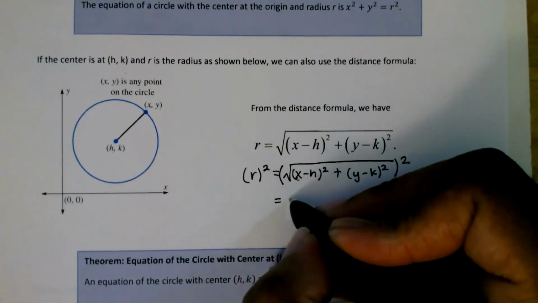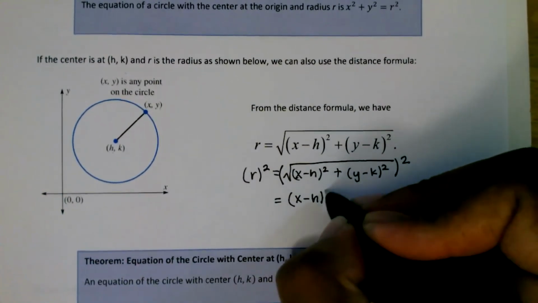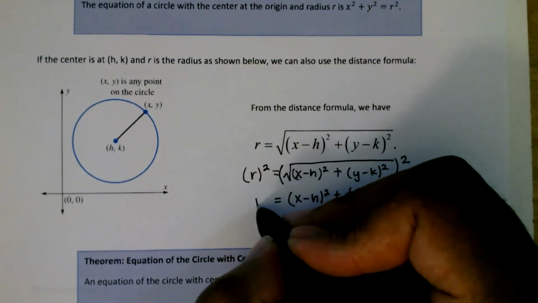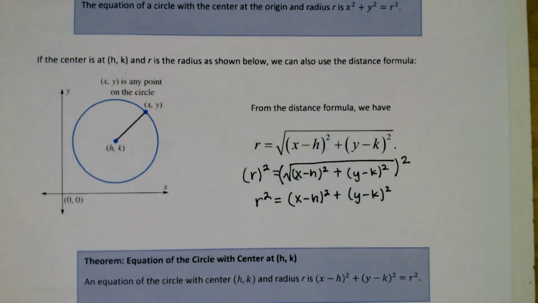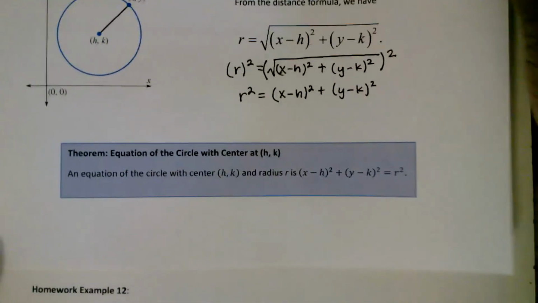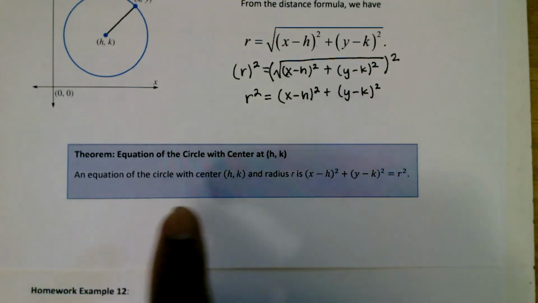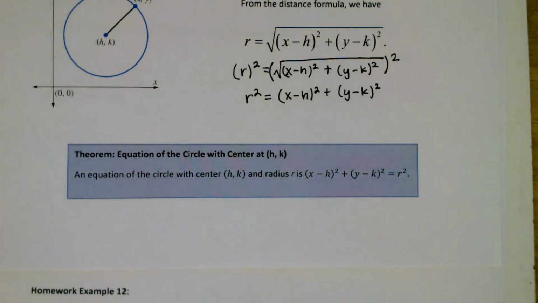You're going to be left with what's underneath it, which is x minus h, quantity squared, plus y minus k, quantity squared, and that's going to be equal to r squared. And that derives this other equation of the circle, where the center this time is at h comma k. Okay. So an equation of the circle with center h comma k and radius of r is going to be x minus h quantity squared plus y minus k quantity squared equals r squared.